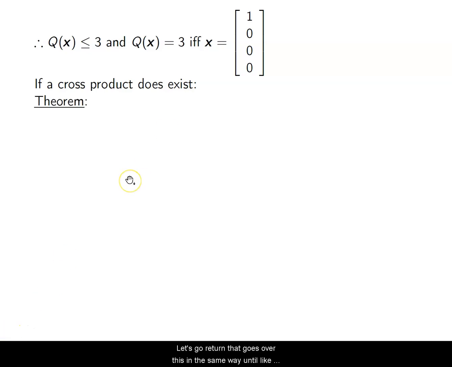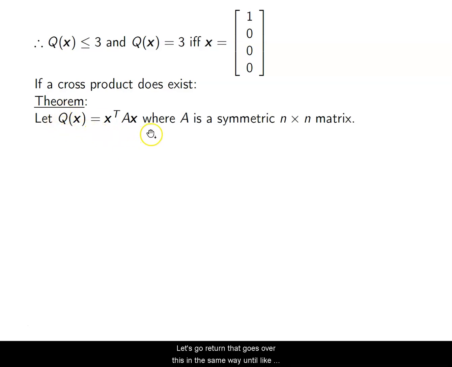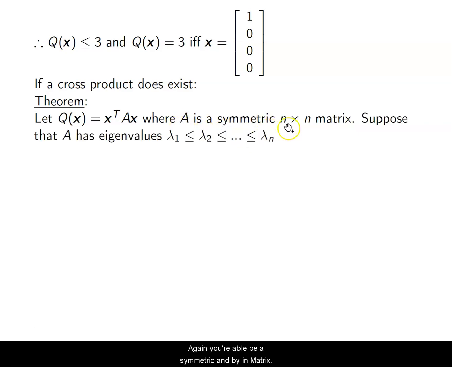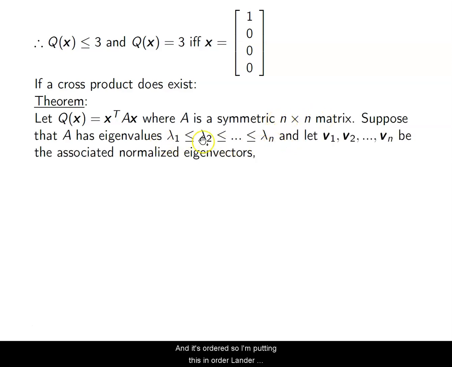So let's go over a theorem that handles this in the same way. Let Q of x be a quadratic form given by x transpose Ax. So again, here A will be a symmetric n by n matrix. And suppose that A has eigenvalues lambda 1, lambda 2, up to lambda n, because we're in n by n space. And they're ordered, so I'm putting them in order.